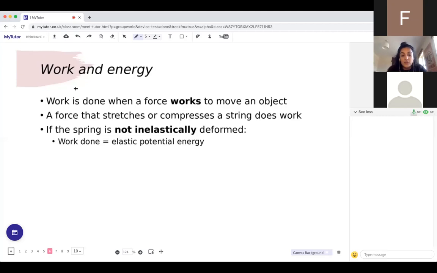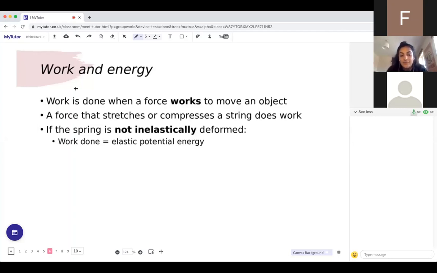Now, a force that stretches or compresses a spring does work. The force works to move an object. It stretches the spring or it compresses the spring. And work is being done when we have that scenario. So when we stretch or compress a spring, we have work done.